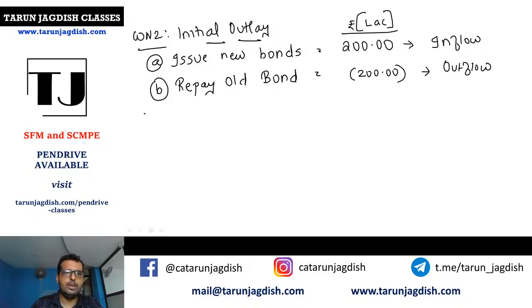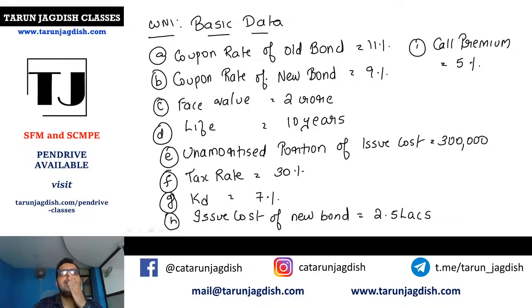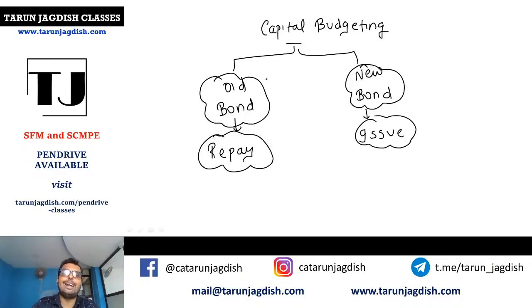Alright. Okay, now I'll write point number C now. Issue cost of new bond, repay of the old bond. After this, what are the details given over here? Coupon rate 11% will happen from year 1 to year 10. That is in between cash flow. I will not consider that in initial cash flow. Face value 2 crore is okay. Life 10 years is okay. Unamortized portion of the issue cost will come in year 0 itself. Because the moment I repay the old bond, I can write off this. Once I write off, I will get a tax benefit.